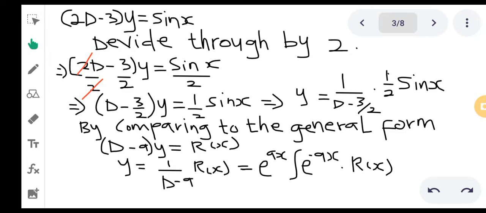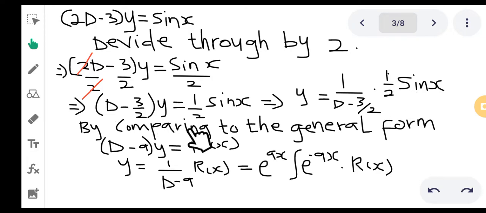So when you divide by 2, you are going to get (D - 3/2) and the right side also gets divided by 2, because remember you are dividing the whole equation. So sine x all over 2. Here the 2 cancels the 2, so you get (D - 3/2) multiplying y is equal to half of sine x. This implies that you just make y the subject. You are going to get 1 over (D - 3/2) operating on r of x, where r of x is half sine x.